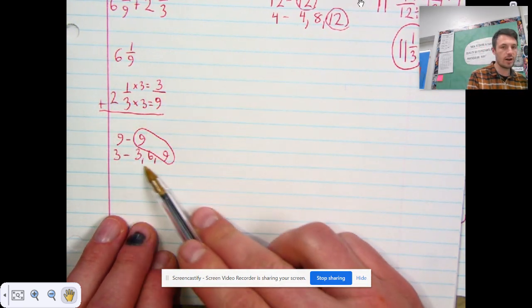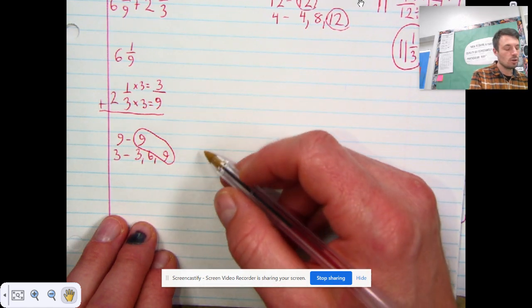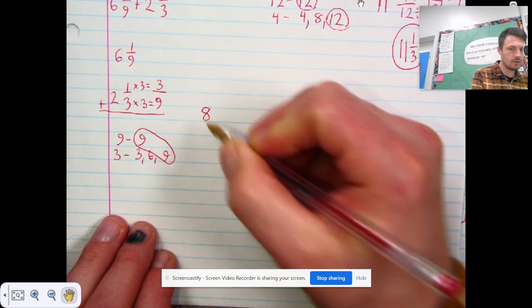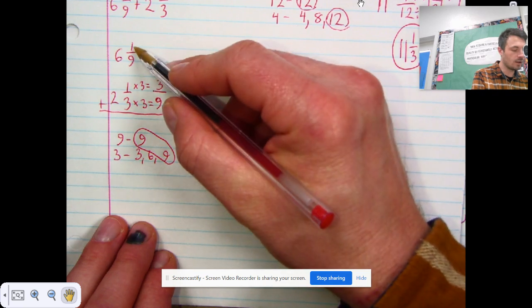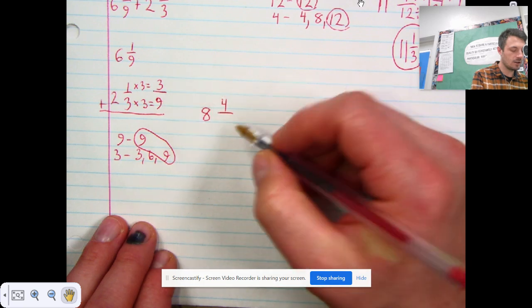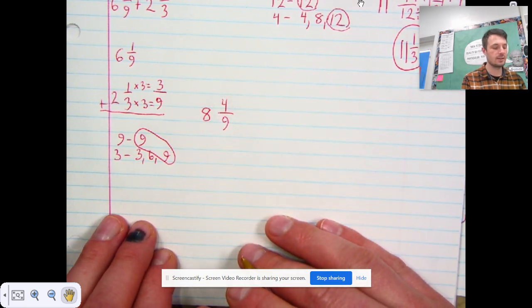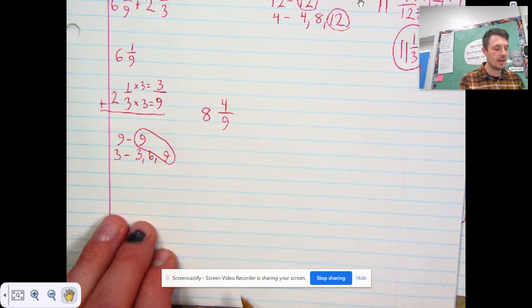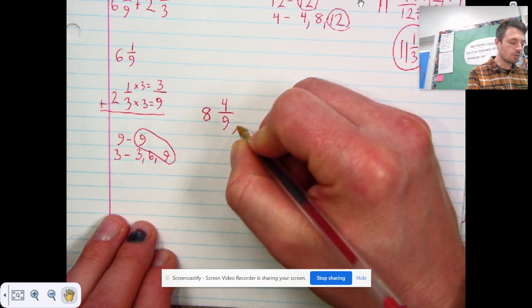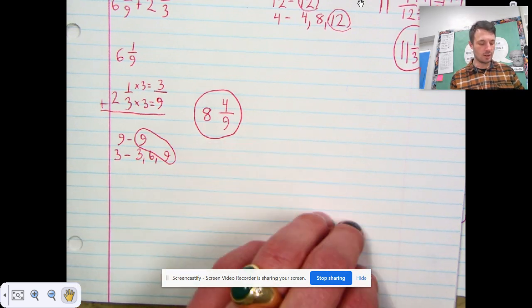And since this is right here, I'm going to write the answer over here. 6 plus 2 is 8. And 1 plus 3 is 4. And my denominator, 9, stays the same. So I have 8 and 4/9 as my final answer to this. And 4 and 9 won't have any common factors, and it's not an improper fraction, so it's already in simplest form. This paper is getting a little bit messy.